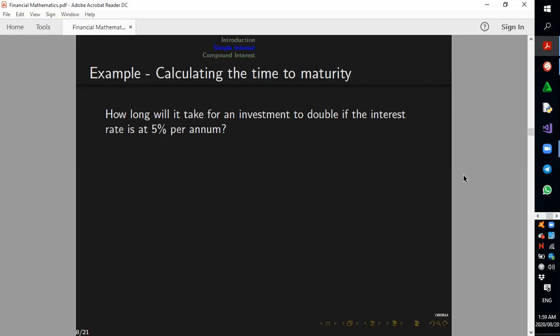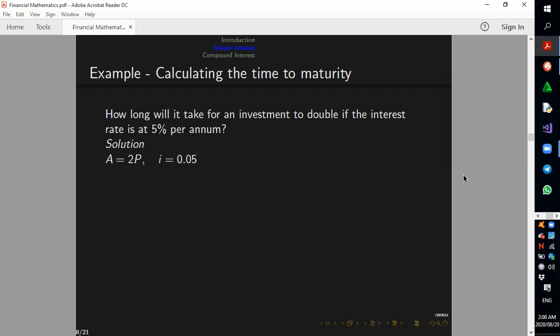Let's go to the second example. How long will it take for an investment to double if the interest rate is at 5% per annum? Again, you have the option to pause and solve the problem, but I will go straight for the solution.